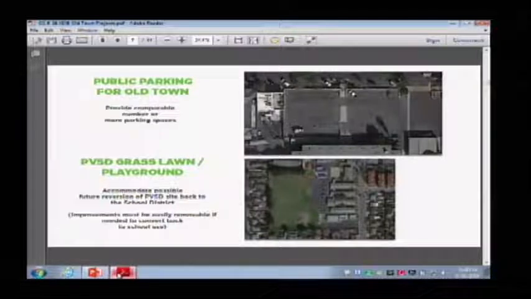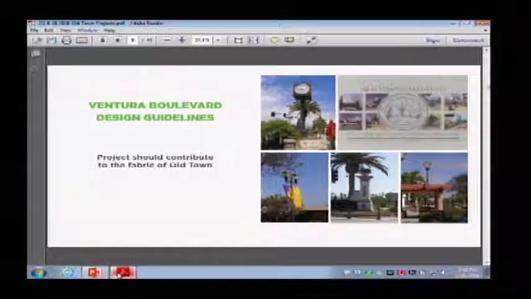The public parking needs to be retained, and that's another constraint. And then along with that, the field, even though it can be used for new programs, may in the future need to revert back to the school district, and so whatever happens there needs to be a flexible kind of use of that site. Finally, the design, as it begins to develop, needs to conform to the Ventura Boulevard design guidelines, and I think at best we'll actually weave those guidelines into the property and its design.